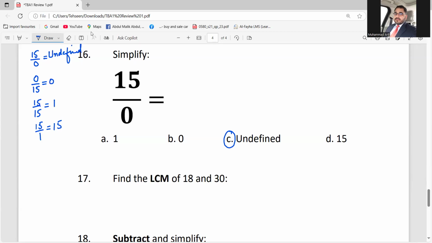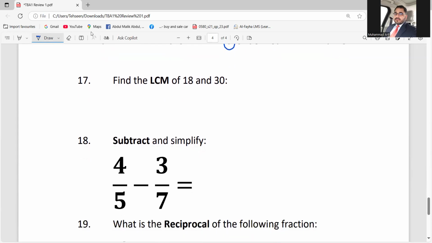0 divided by any number is 0. Any number divided by itself will be 1. And any number divided by 1 will be the same number. There will be no change in the number. Okay. Here for question 16, the answer is C. Then question number 17.